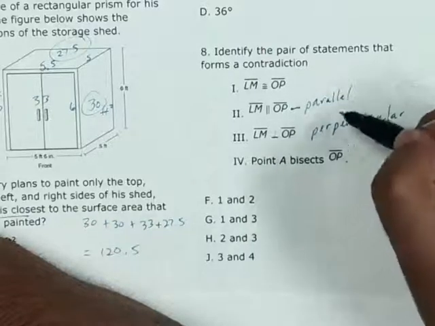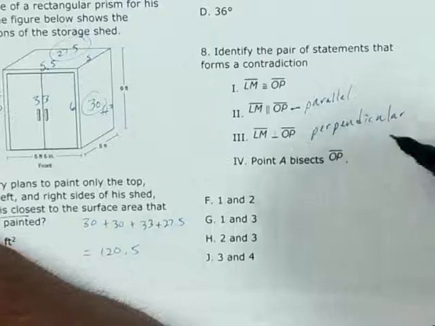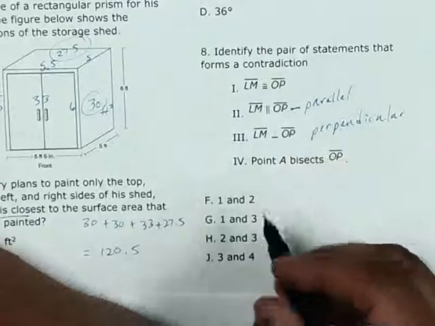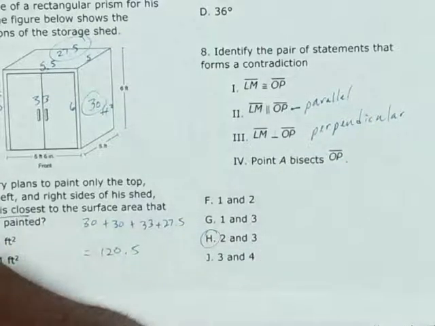Because parallel means that they do not intersect. Perpendicular means they intersect at a 90-degree angle. So the ones that form a contradiction would be 2 and 3. So the answer for that one is H.